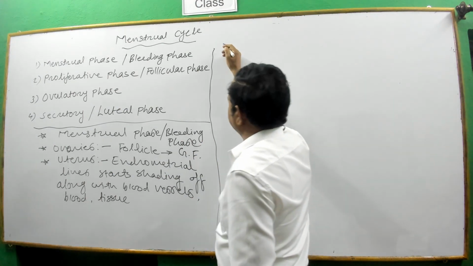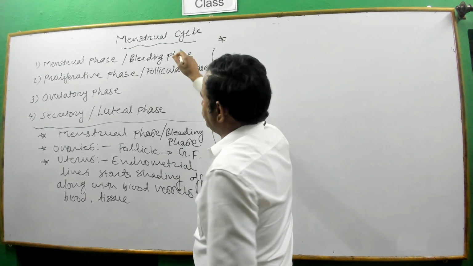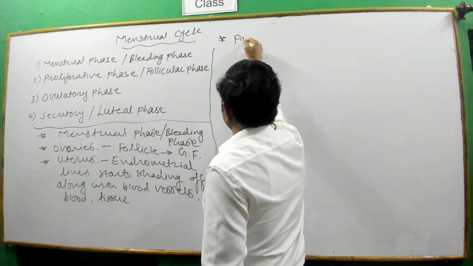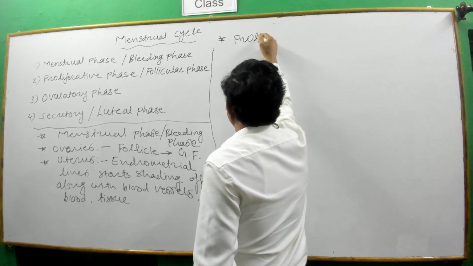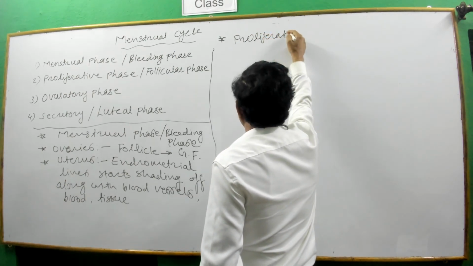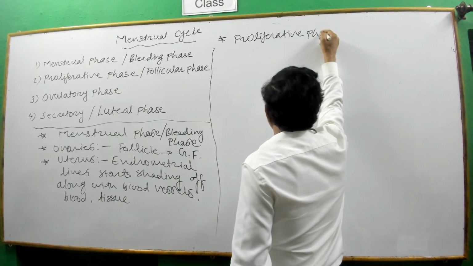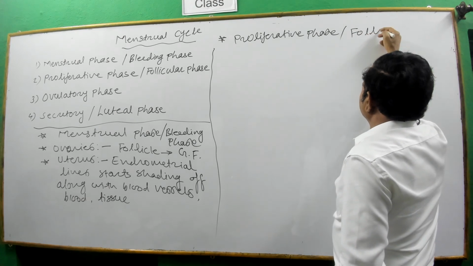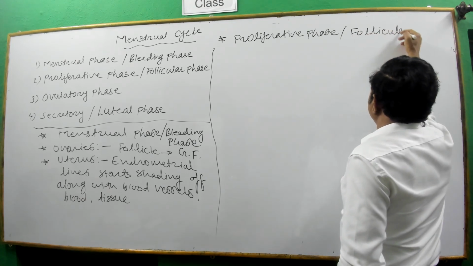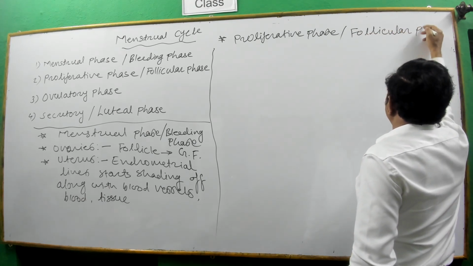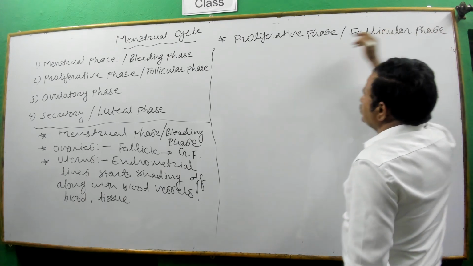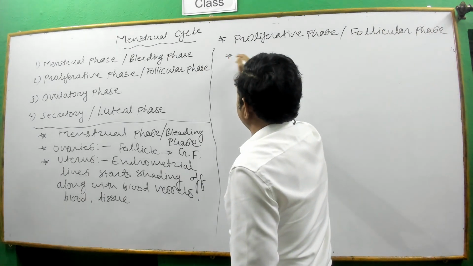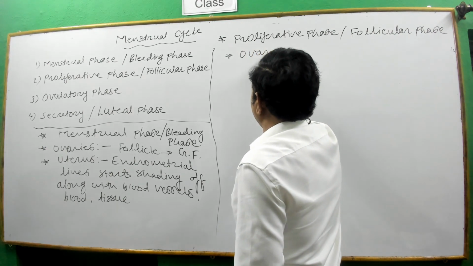Now the second phase of the menstrual cycle is called the proliferative phase. It is also known as the follicular phase. And in this phase, what kind of changes take place in the ovaries?